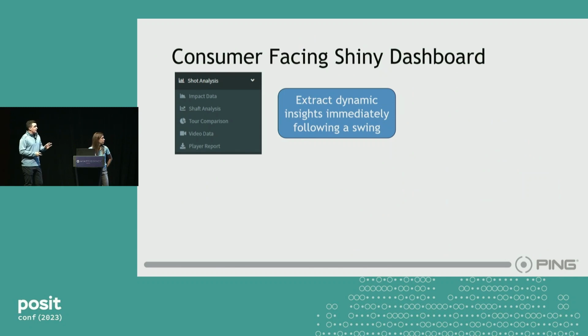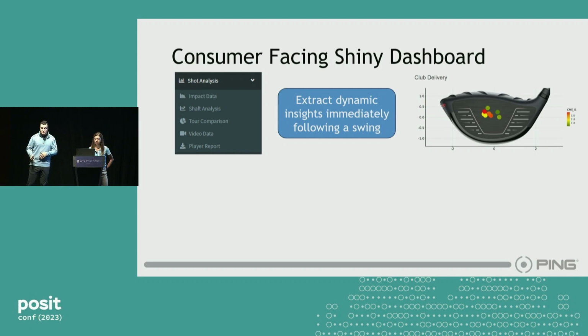And what's powerful about the Shiny dashboard framework for us is that it allows us to extract these very dynamic insights almost immediately following a swing. So we can have a player come into the lab, take a series of swings, and then we can look at things like where that player hit the ball on the face of the club and go through some of their impact location tendencies with them.